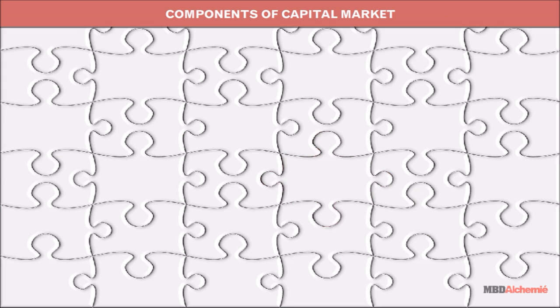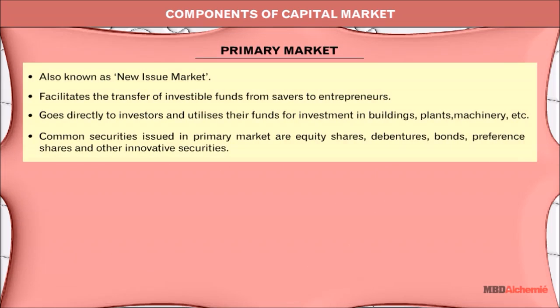Components of capital market. Components of capital market are primary market and secondary market. Primary market is also known as new issue market. It facilitates the transfer of investable funds from savers to entrepreneurs. It goes directly to investors and utilizes their funds for investment in buildings, plants, machinery, etc. The common securities issued in primary market are equity shares, debentures, bonds, preference shares, and other innovative securities.